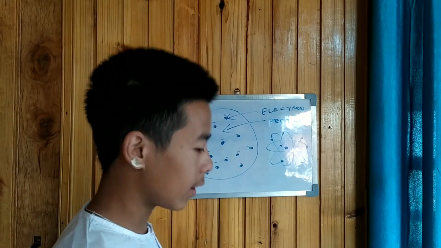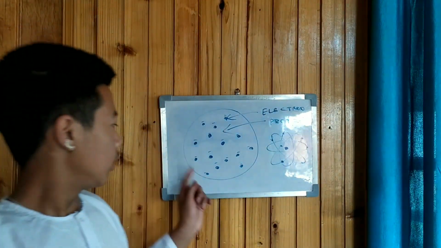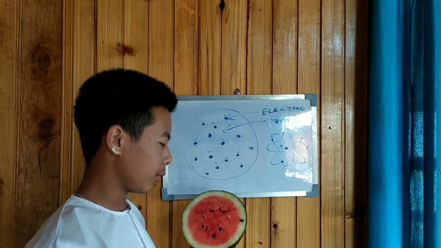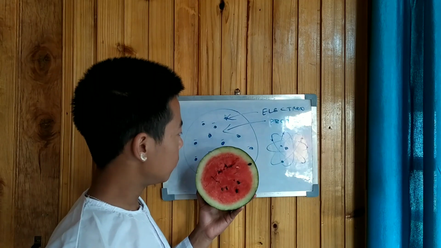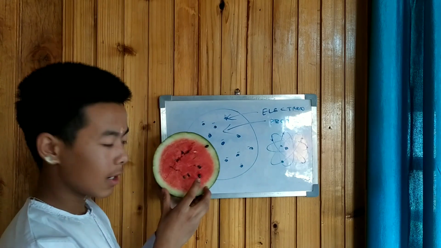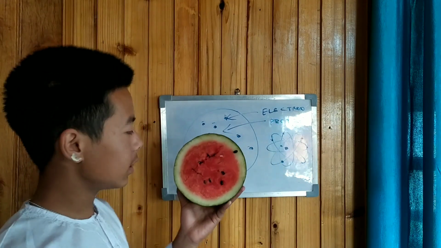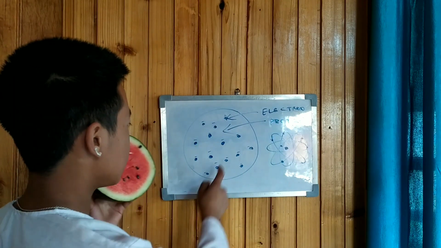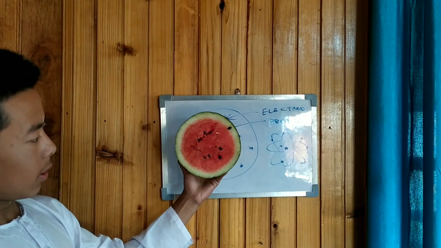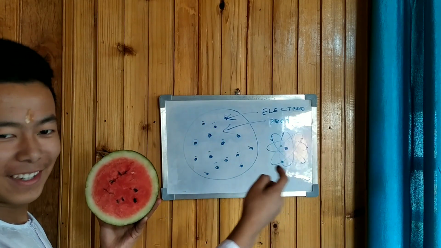And I've brought a watermelon. I forgot to tell you that Thomson's atomic model was also known as the plum pudding model or watermelon model. Why is it called the watermelon model? Because these dots are similar to the seeds. These seeds are the electrons, the negatively charged particles, and this red portion, the fruit portion, is the positively charged particle, the proton. And funny thing, look, I am holding an electron in my hand. Can you do this? I can do.